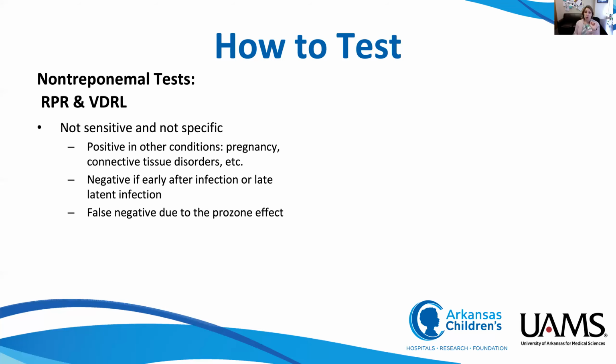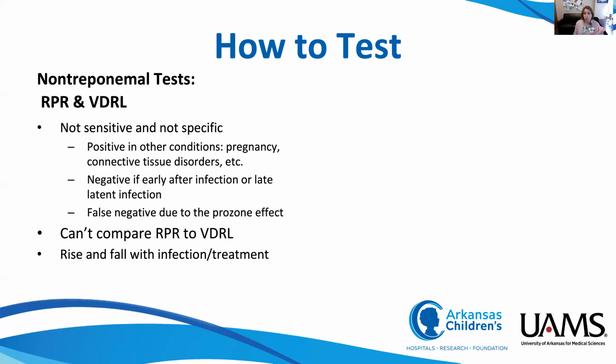All right, so then the treponemal, and you cannot compare the RPR to the VDRL. They are not one and the same. An RPR being 1 to 4 and a VDRL will not be 1 to 4. The VDRL tends to be more than the RPR. And there's no equation to plug into. You just have to pick one and stick with it. But these numbers rise and fall with treatment and also with infection.